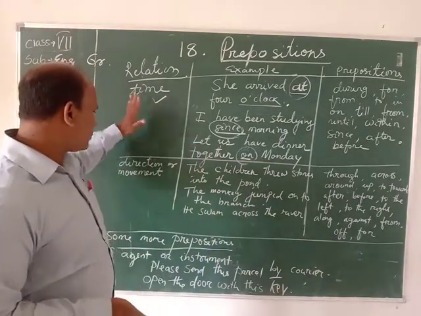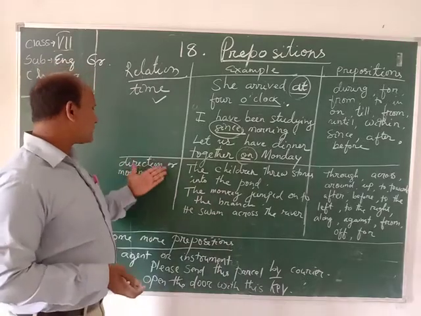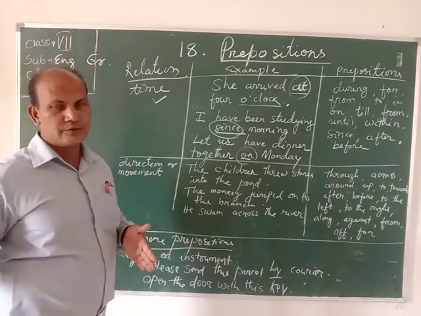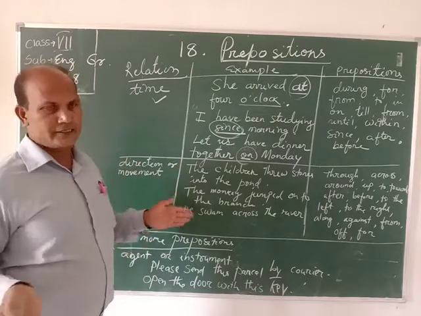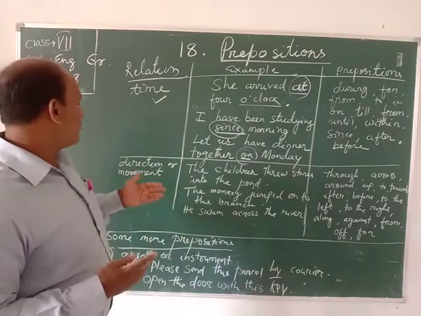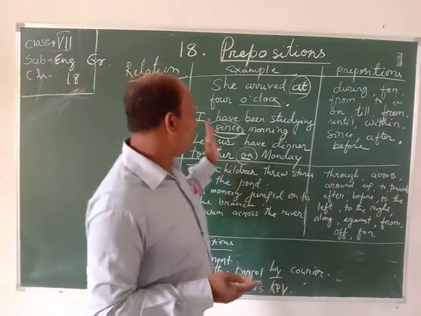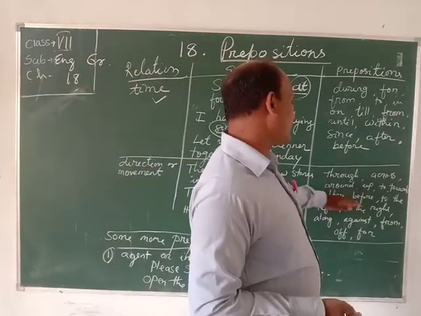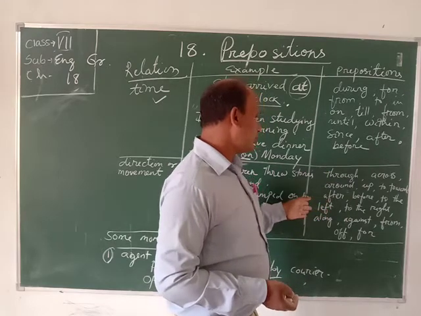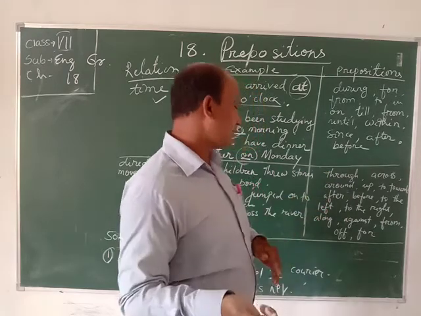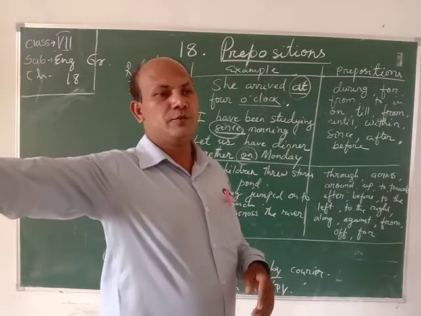Now let's come to the next one: direction or movement. Direction means chalna, phirna, either east, west, north, south. These are the directions. In these types of sentences, what type of preposition do you use? Just like through, across, around, up, to, towards, after, before, to the left, to the right. Go to the right where you will find your person.